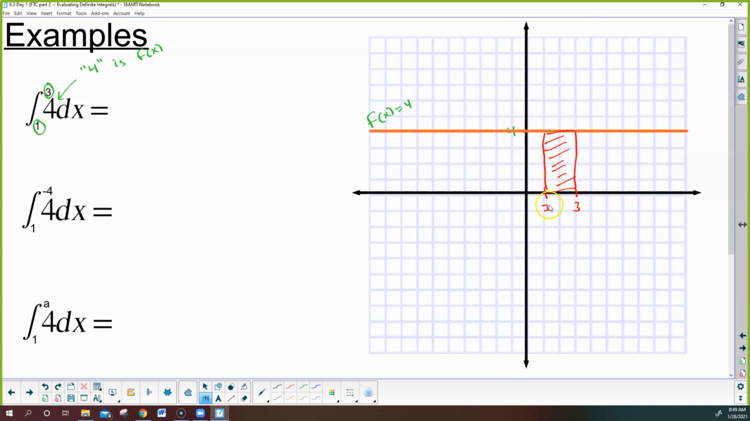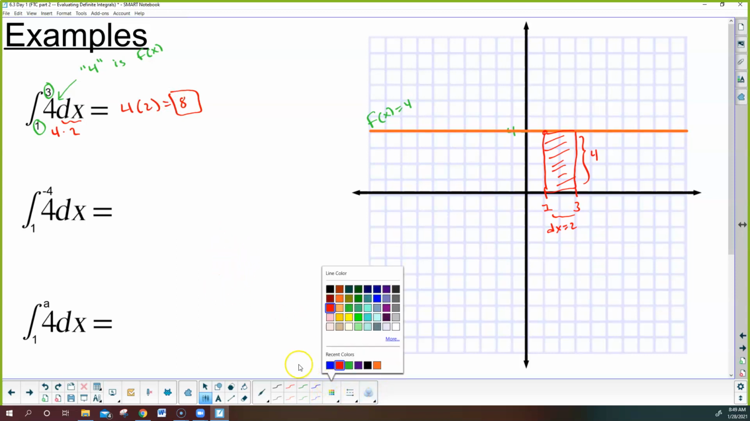What is the area of that? Well, from 3 to 1, that is the change in your x's. So you can think of dx as 2. And what's your output? The output is the height, and that height is 4, which, notice, that's what that is. Now, the area under the curve is 8.